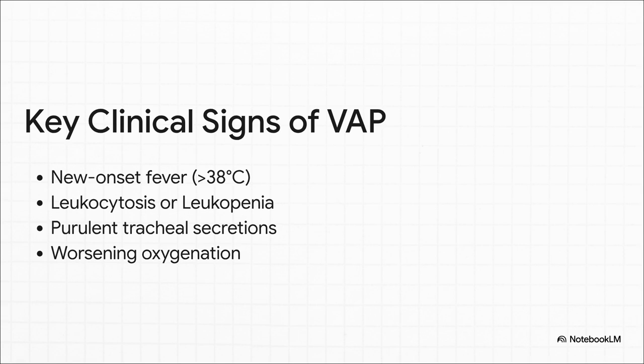And you'll see it in their secretions. They get thicker. They look like pus. But the big one, the one you'll notice on the monitor, is that their oxygenation is getting worse. You find yourself having to crank up the FiO2 or bump up the PEEP just to keep their O2 sats where they need to be.